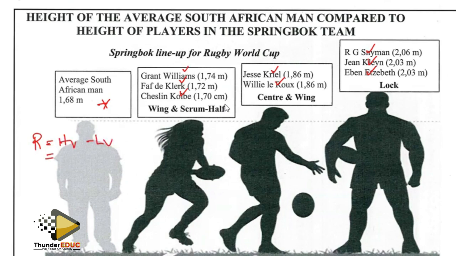Of these values here, which one is the highest? It's 2.06 minus the lowest, which was 1.7. So 2.06 minus 1.7, we end up having 0.3. Don't forget, these are centimeters.